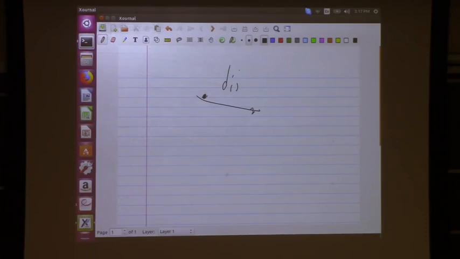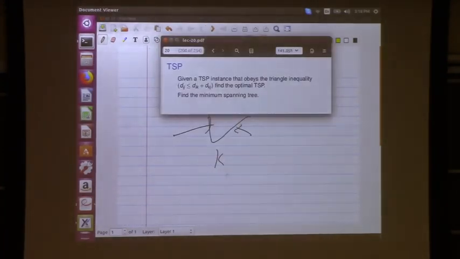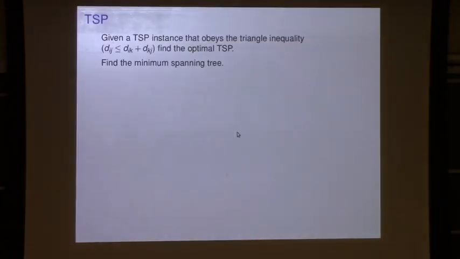Nice. Maybe a triangle, okay. This is k. It says this distance here is less than this distance plus this distance. It's the triangle inequality. One side of the triangle is less than the sum of the other two sides, right? Okay. So next, I should have put that in the slide. I will next time.